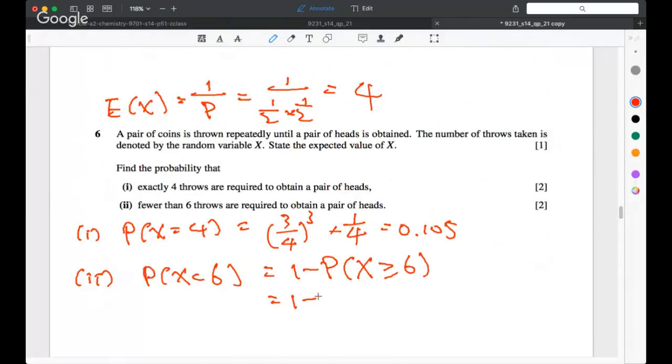And that is just 1 minus the probability of 6 failures. So that will be (3/4) to the power of 6. Oh, sorry, that means 5 failures actually, because it's greater or equal to 6. So on the 6th throw, maybe it will be a success. So that will eventually give you 0.763.